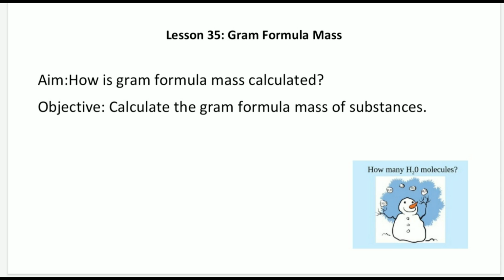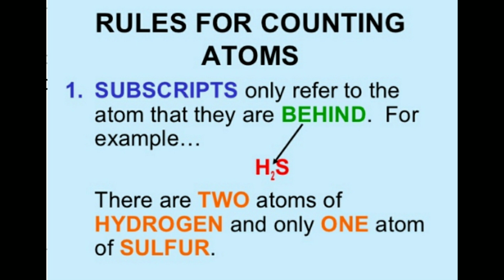In this lesson, we will work to determine how to calculate the gram formula mass of a substance. Recall that a substance is either an element or a compound. In order to calculate the gram formula mass of a substance, it is important you remember how to interpret chemical formulas. The first part of a chemical formula we will discuss are subscripts.